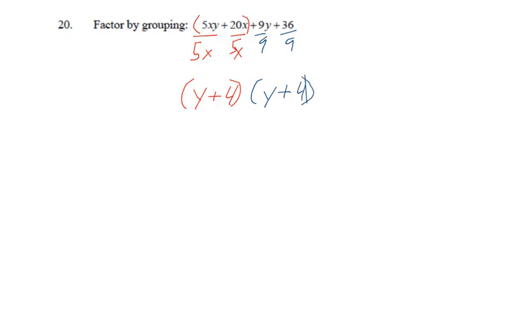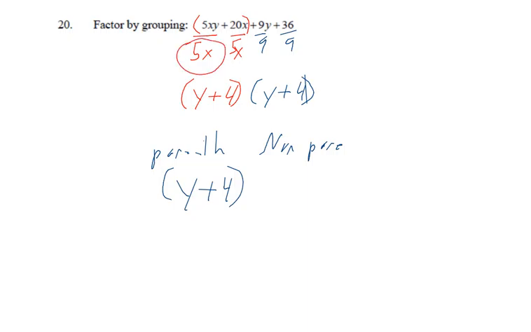The way to express the answer is what I call the parentheses answer and the non-parentheses answer. Let me explain. In parentheses, you got y plus 4. Since you got the same thing, I'm only going to write y plus 4 one time. For the non-parentheses, that's the part what I divided by. Like we divided by 5x and we divided by 9. So for its own group, I get 5x plus 9.